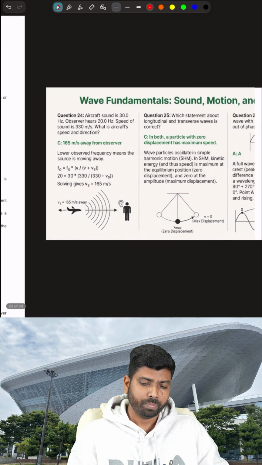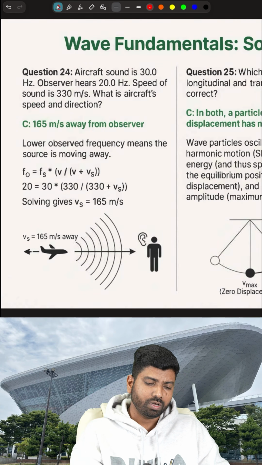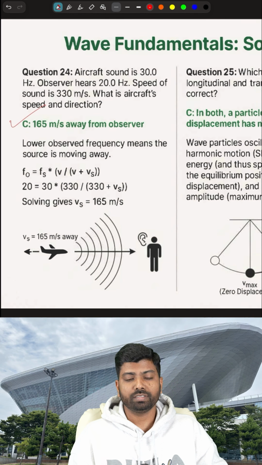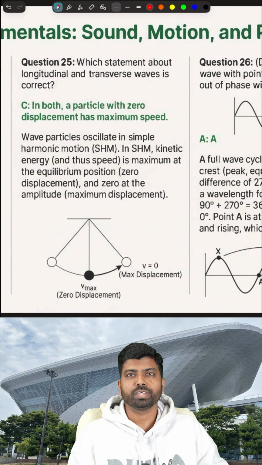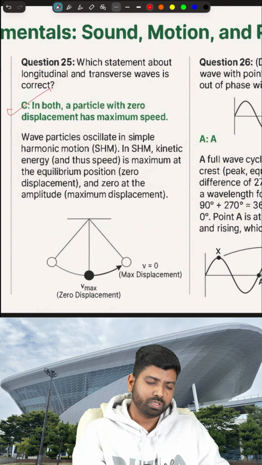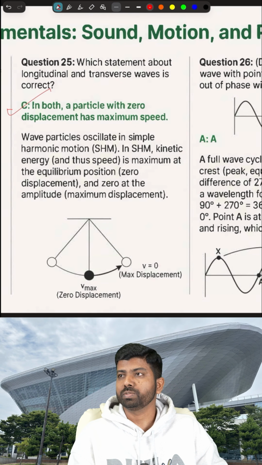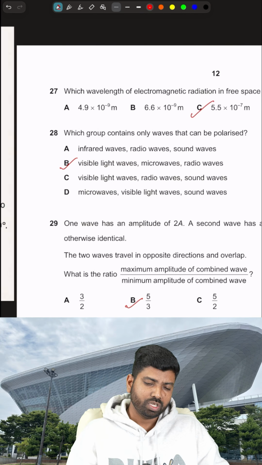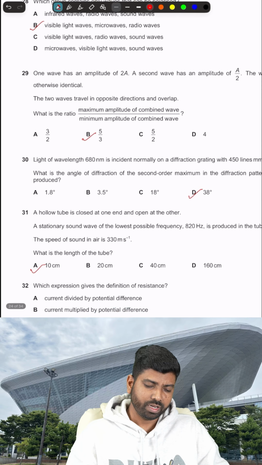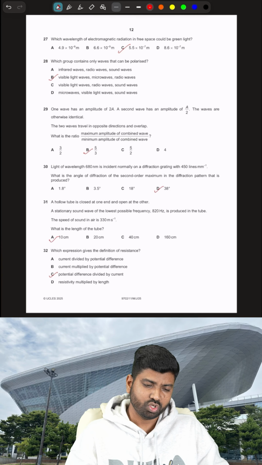Shall we move? Okay. Now question number 24, option C will be the right answer, and the explanation is here. Question number 25, simple harmonic motion, right? Here option C is the right answer, and the explanation is on the screen. And question number 26, right? Question number 27, 28, 29 and 30. So these are the questions, right?